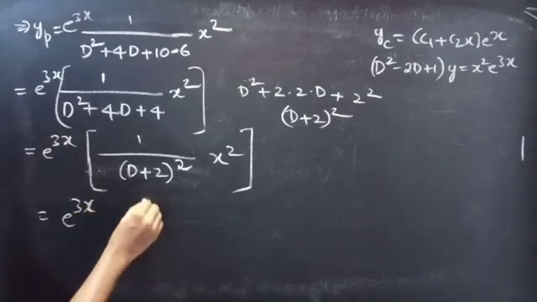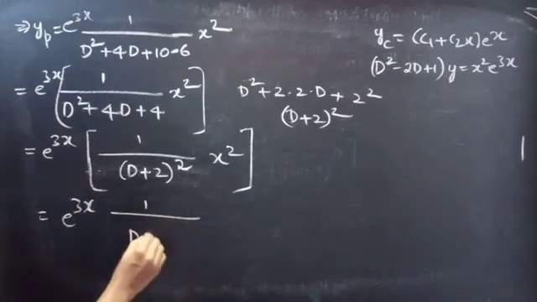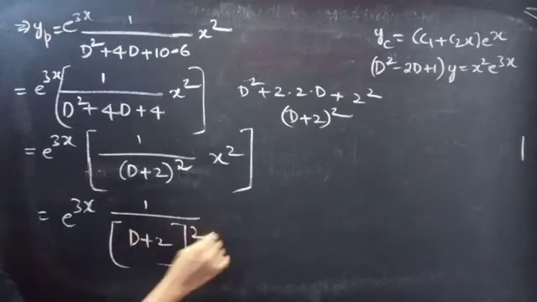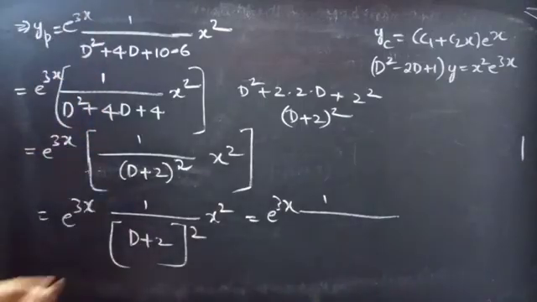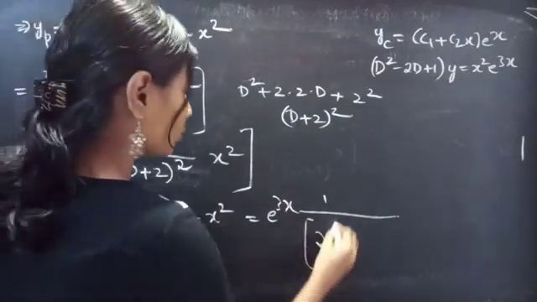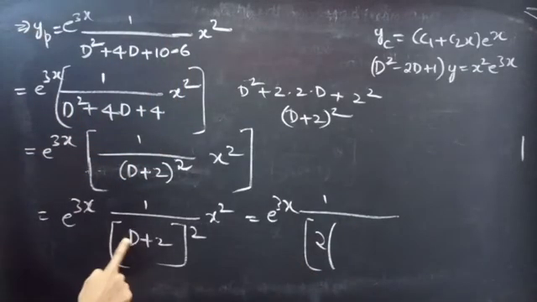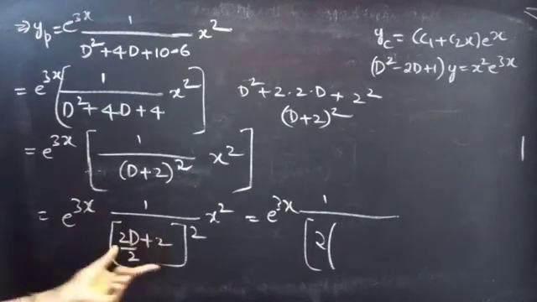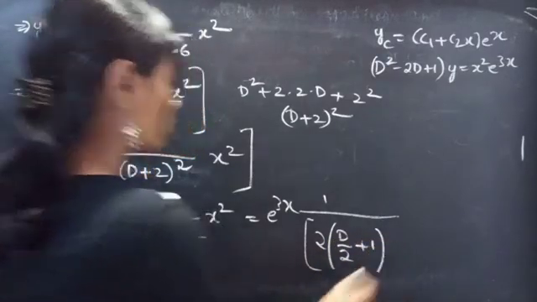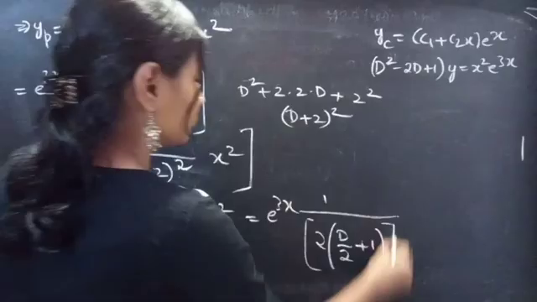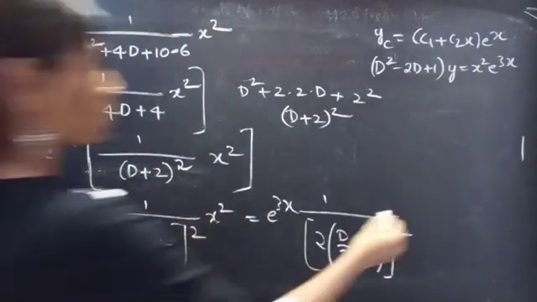Now, what we are going to do is just take 2 common from these two terms. Then we'll get 2 into. For the first term, you don't have any 2. So let's multiply and divide 2 to this. Now it will be easy to take 2 common from these two terms. Then we'll get 2 times d by 2 plus 1 whole square into x square.